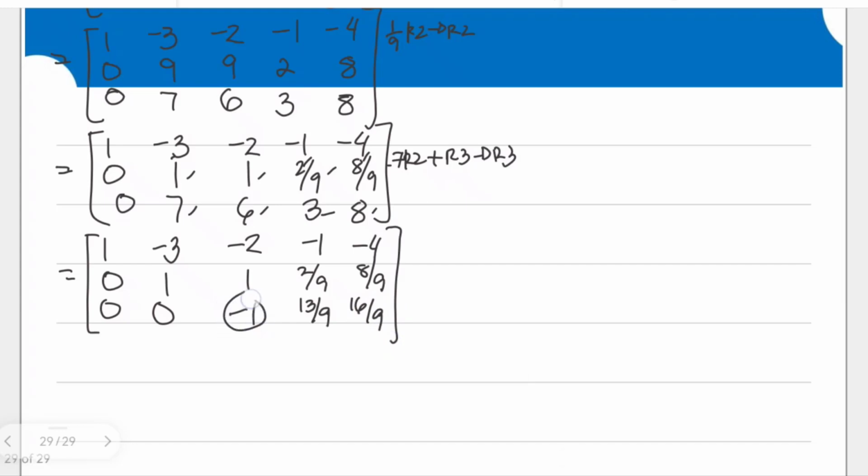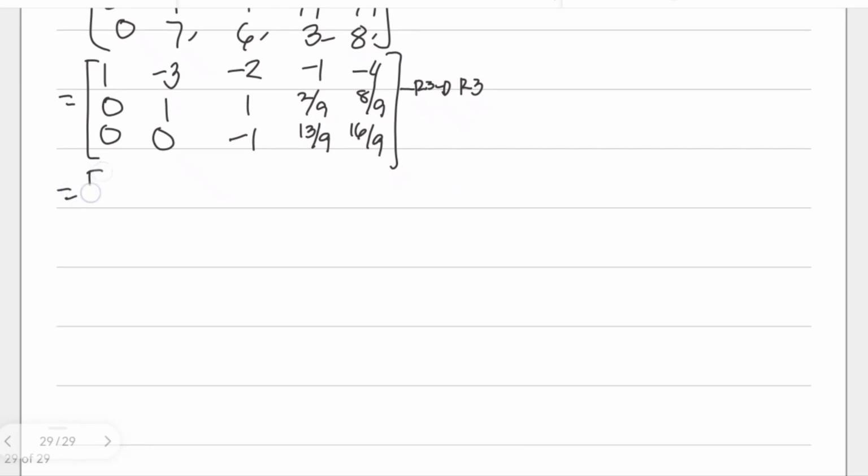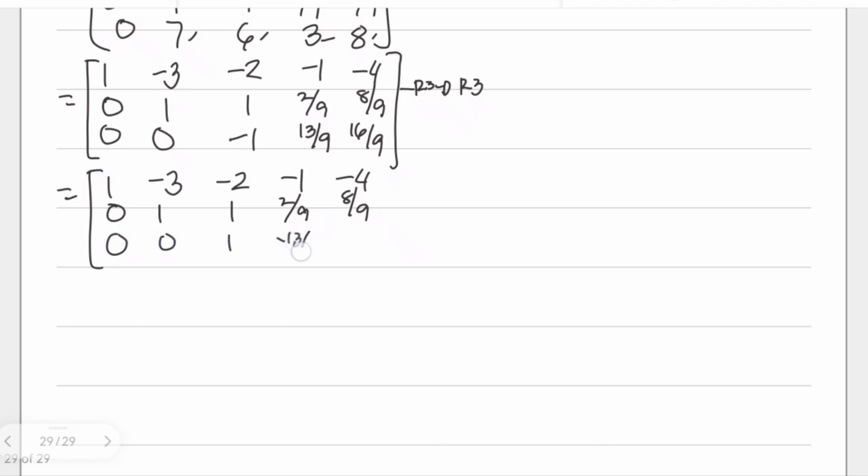Next, let's make this leading 1. Now let's multiply negative 1 to our row 3. So this would be a leading 1. So to have a new row 3, you will have here 1, negative 3, negative 2, negative 1, negative 4 as well. So you have 0, 1, 1, 2 ninths, 8 ninths, 0, 0, positive 1, negative 13 ninths, negative 16 ninths. Okay, this is not the row echelon form.